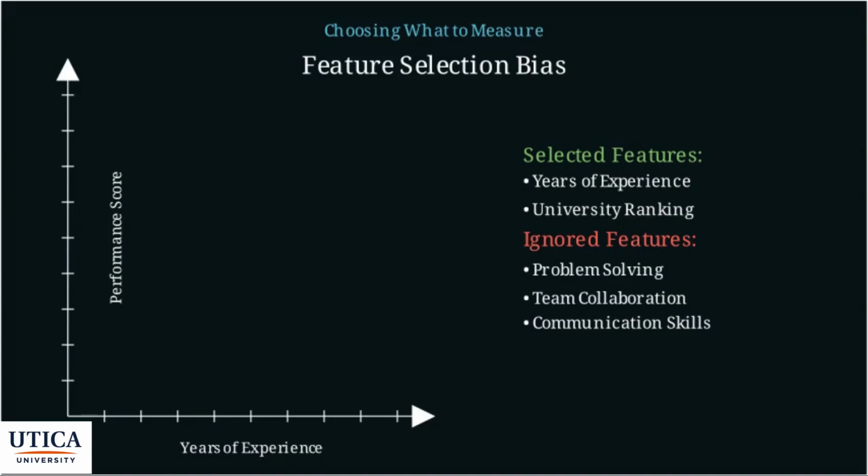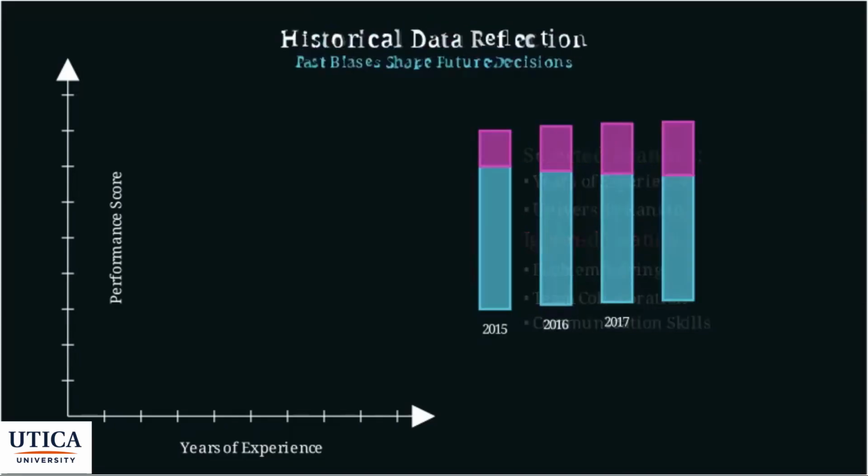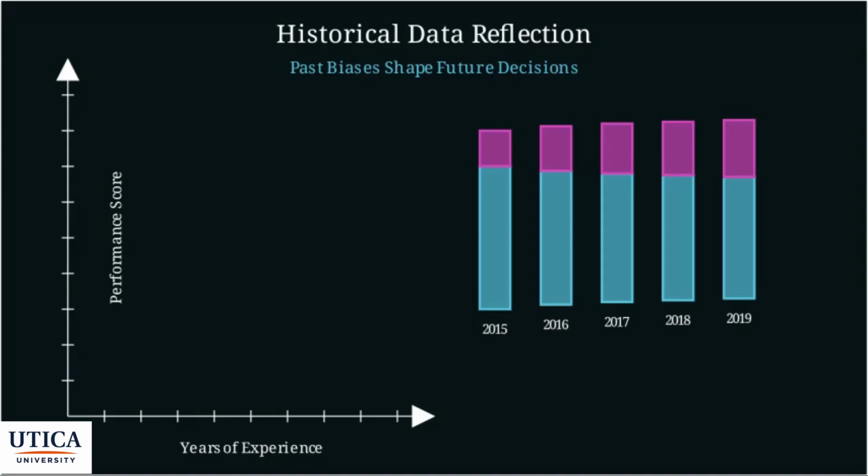Third and finally, we have historic data reflection. Past discriminatory practices become encoded in the weights themselves. Look at how these historic patterns create a feedback loop that perpetuates existing biases.